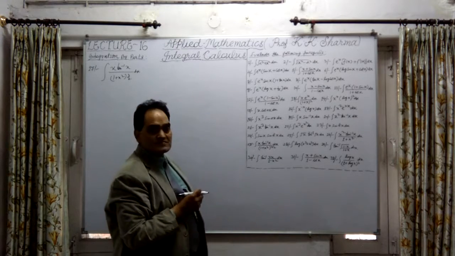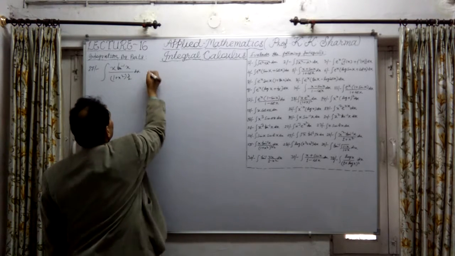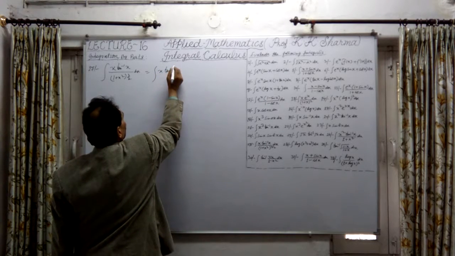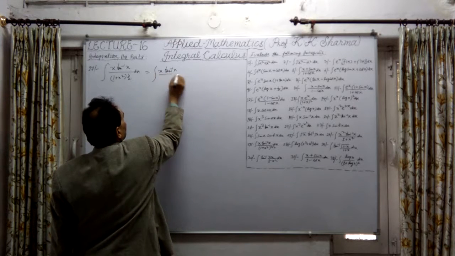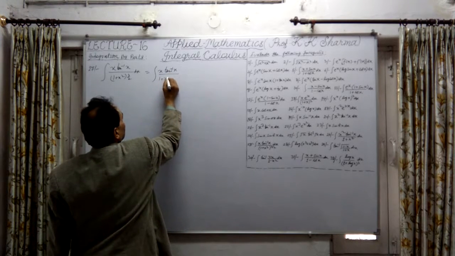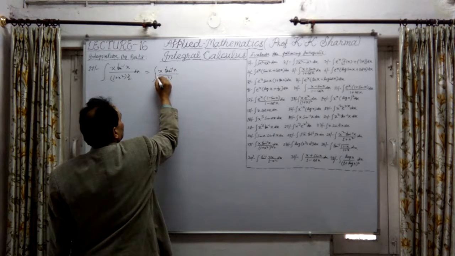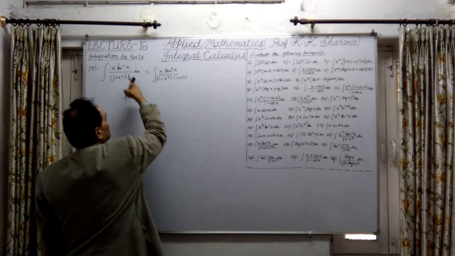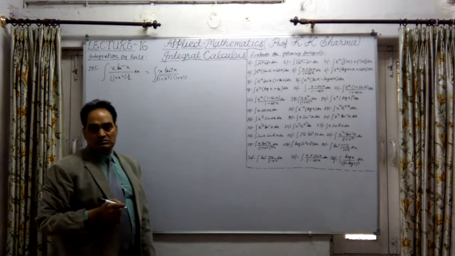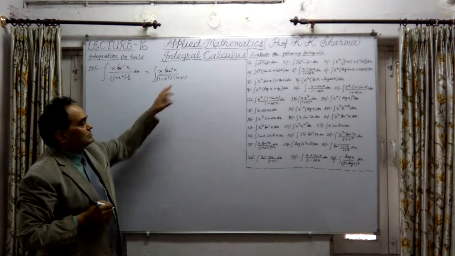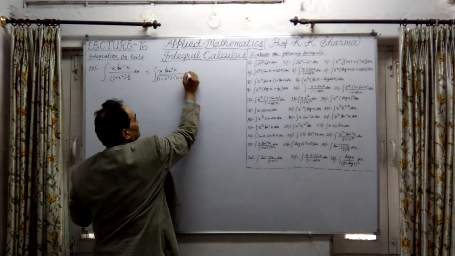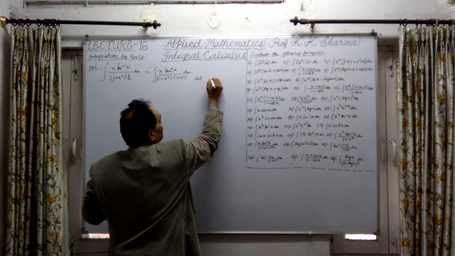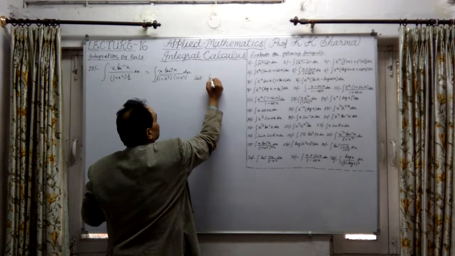Okay. Now this can be written as x tan inverse x upon 1 plus x square whole under root into 1 plus x square. This is 3/2 power, that means 1.5 power. This is half power, this is 1 power. It can be separated like this into dx. Now let us take, okay, tan inverse x equal to t.